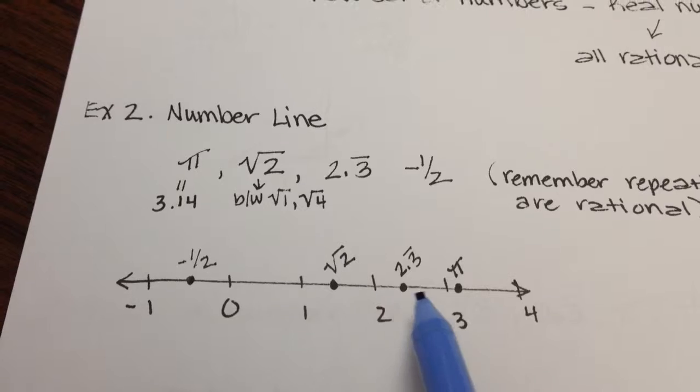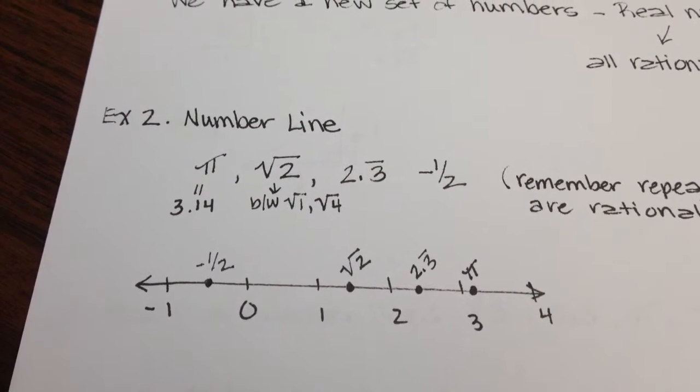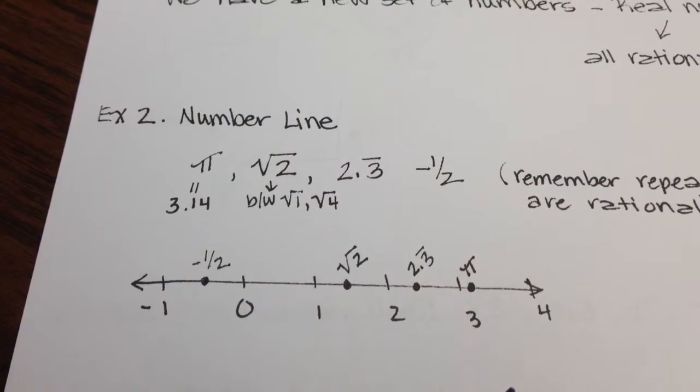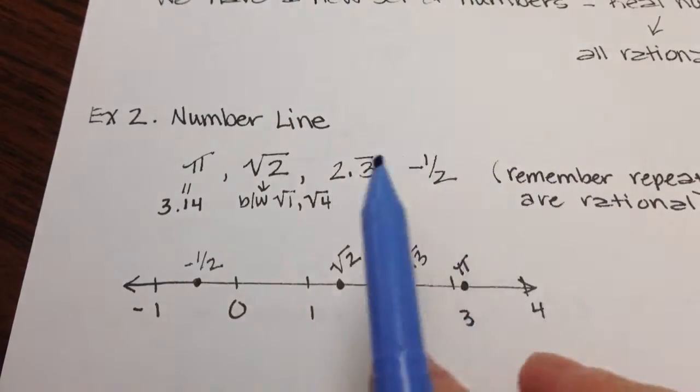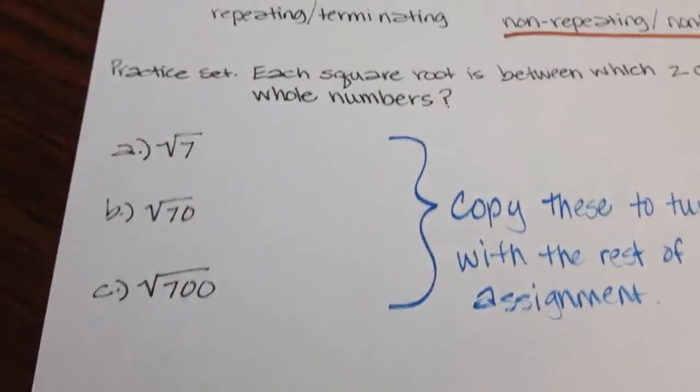2.333333333. It's going to be closer to the 2 than the 3. And then pi would be closer to the 3 than the 4, because pi is 3.1 something, something, something. Okay, just let that soak in your brain. It's not hard, it's just weird.